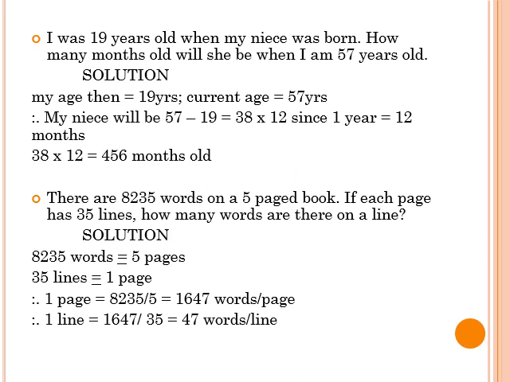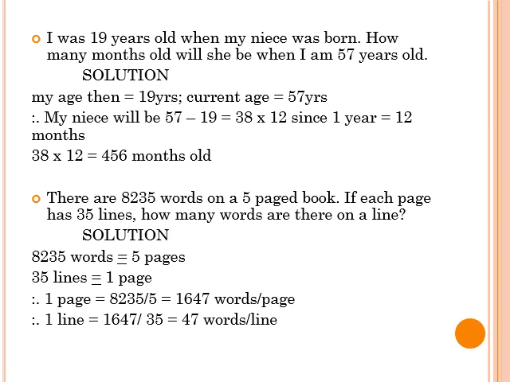Now, this book, which has 8,235 words, is equivalent to 5 pages, and 35 lines are equal to 1 page. Therefore, 1 page has how many words? It has 8,235 divided by 5, which is 1,647 words per page.